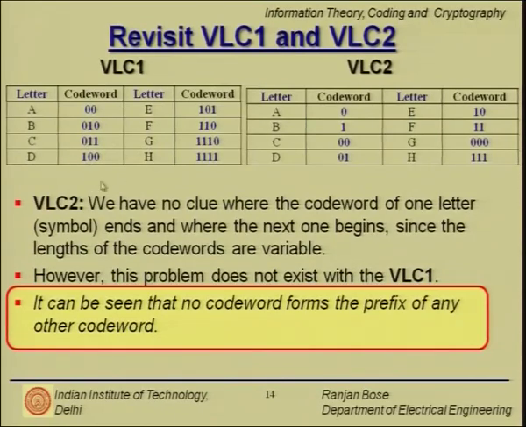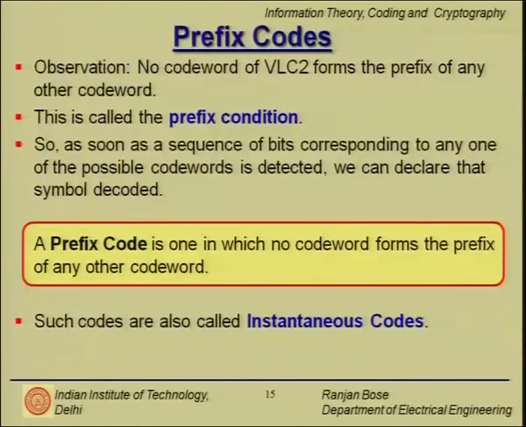Consequently, the moment we receive a code word which is valid, which belongs to this set, we declare it as received and we proceed further. So, decoding is possible. This condition is called the prefix condition, and such codes where no code word forms the prefix of any other code word are called prefix codes. We also saw that such codes can immediately give you the decoded symbol stream, and hence they are called instantaneous codes.